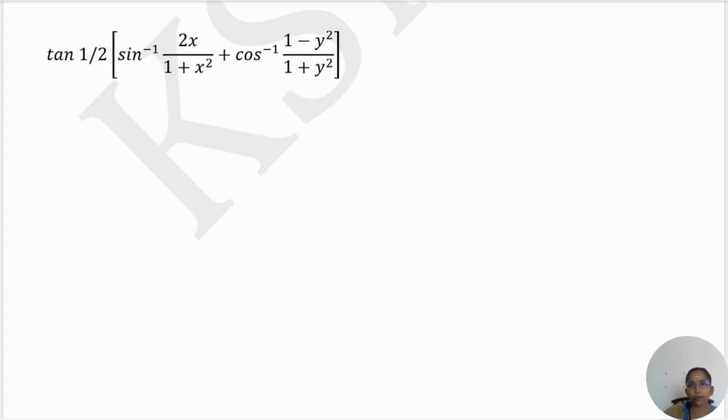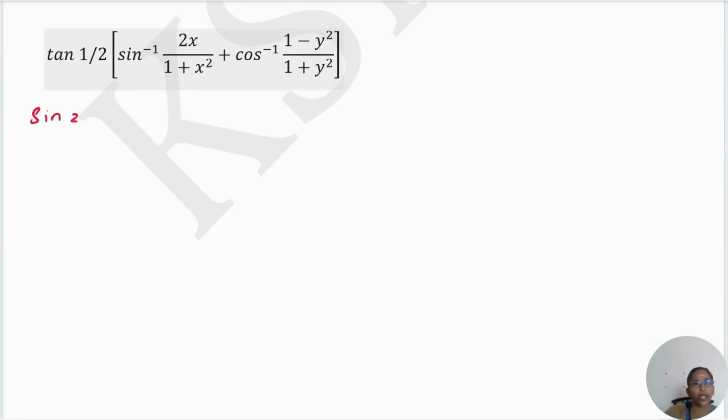In the previous video, part 1 of exercise 2.2, we have done up to 8 problems and this is our 9th problem. Tan of 1 by 2, within brackets we have two terms. The first term is sin inverse of 2x by 1 plus x square and the second term is cos inverse of 1 minus y square by 1 plus y square.